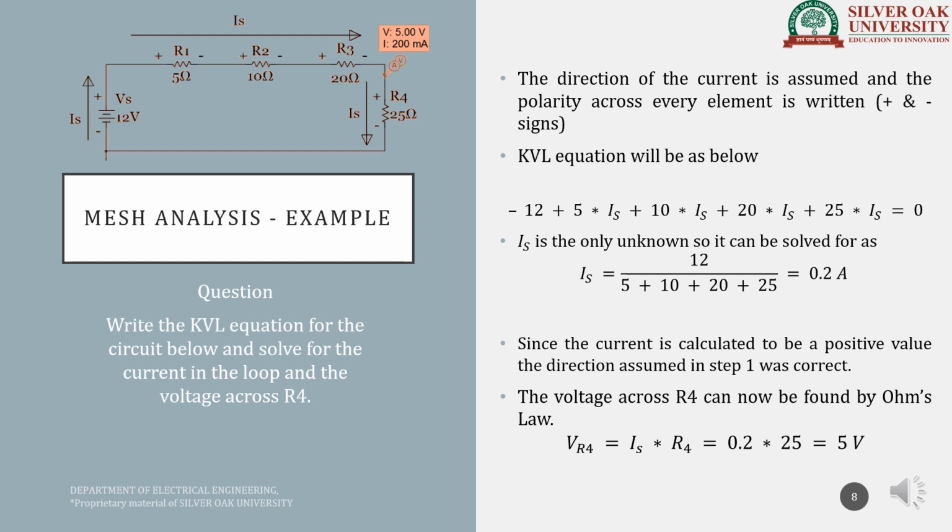After that, we have taken 12 on the right hand side of the equal sign and taken I_s common from all. After that we have divided, keeping I_s on the left side, and as a result we get I_s equal to 0.2 ampere. Here we also see that the direction of current that we took, which was anticlockwise in our case, stands true because our answer is also positive. Now to find the voltage across R4, we multiply the current with the value of R4 and get 5 volts.